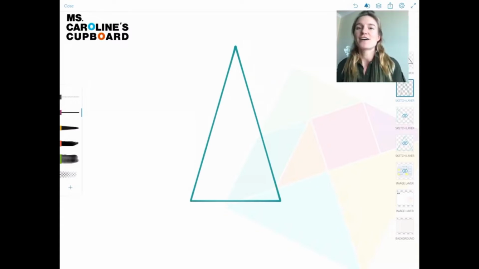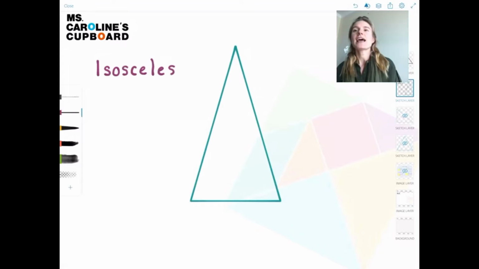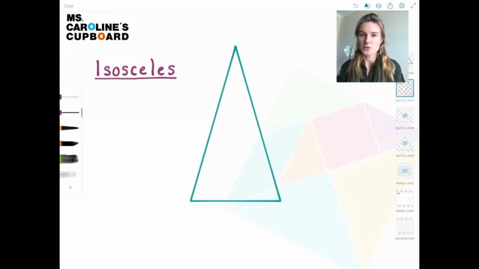Let's have a look at our first triangle. Do you recognize this one? This one is called an isosceles. You got it. Have a look at the spelling: I-S-O-S-C-E-L-E-S. Isosceles. Practice writing that one down. It's a tricky one to spell.